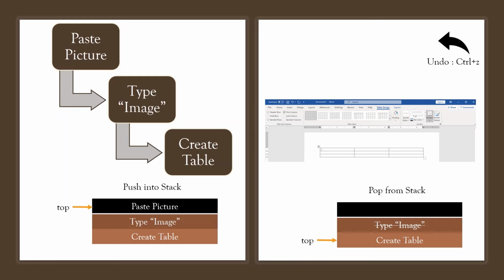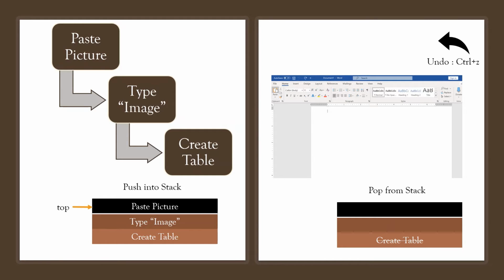Again, when Ctrl Z or undo is given, type image, the last operation that was performed, has to be undone, and then that is deleted from the stack or popped from the stack, and the top pointer which was pointing to type image now moves to create table. Again, pressing the undo operation would result in deleting the entire table. The pop operation deletes the last element from the stack. Now the stack becomes empty. The top has nowhere to point to.